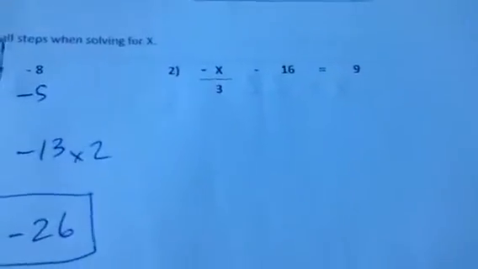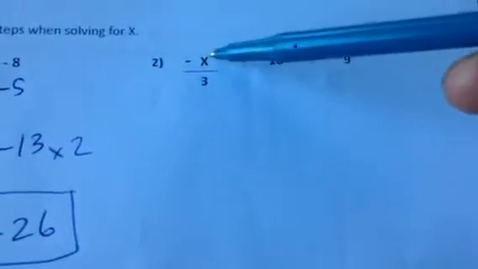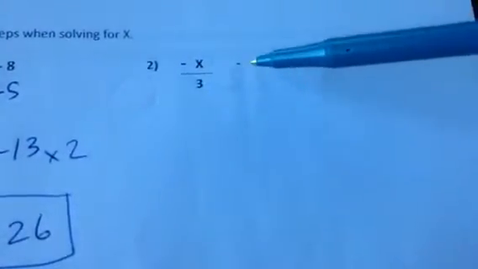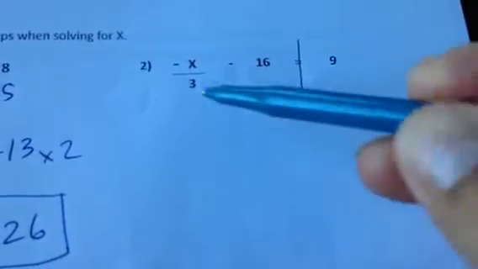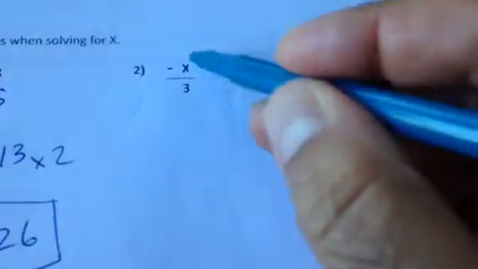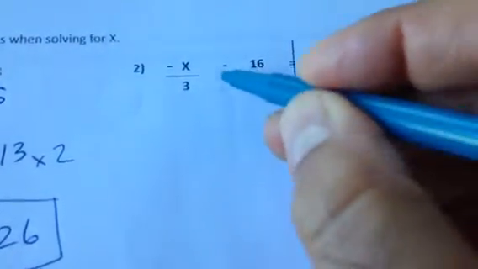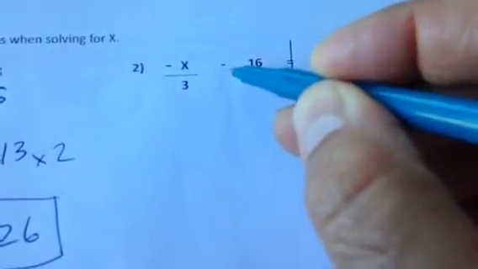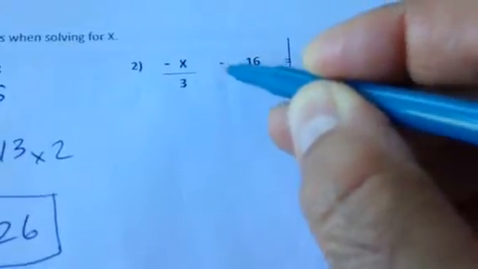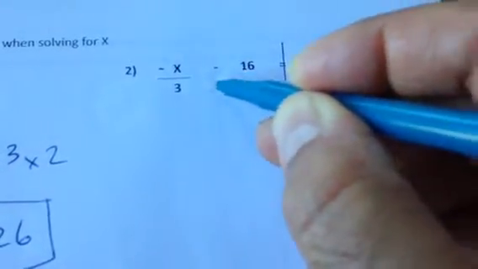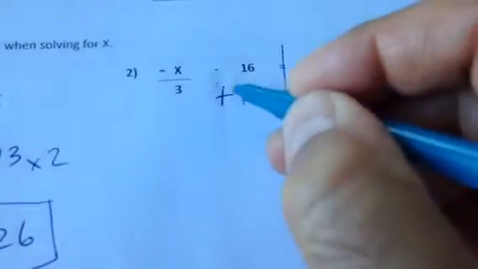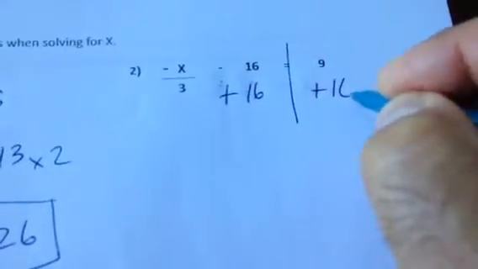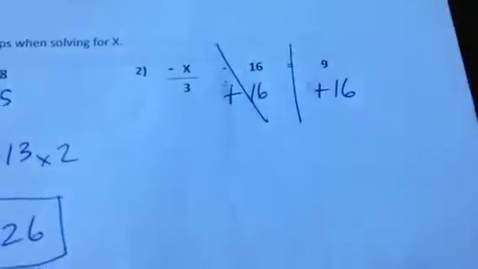Okay, here's number 2. We have negative x divided by 3 minus 16 is equal to 9. So we have a dividing line. The x is over here on the left side. It wants to be by itself, all of this. So we have to do the opposite of take away 16, also thought of as a negative 16. So the opposite of negative 16 is a positive 16. Whatever I add to one side, I add to the other, and that cancels out the zero pair.